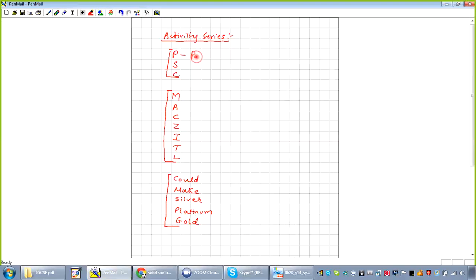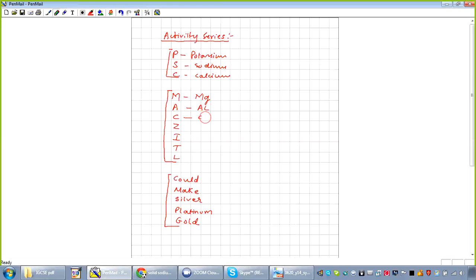This is potassium, sodium, carbon. Sodium, calcium. Calcium will be Ca. Okay, magnesium. But in order to remember this conveniently, that's why I have written PSC, maxital, could make silver, platinum, gold. This is your magnesium.